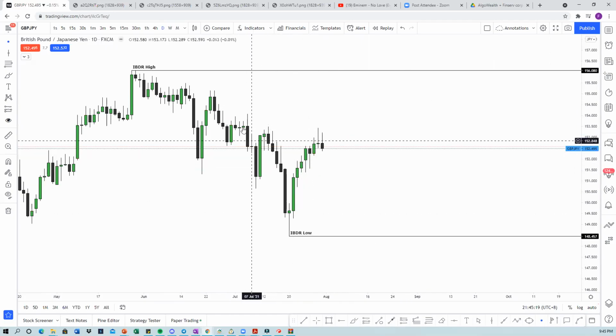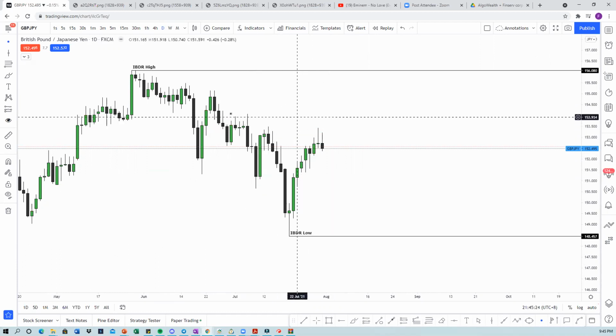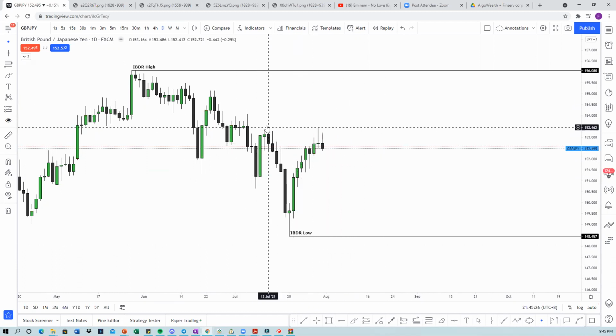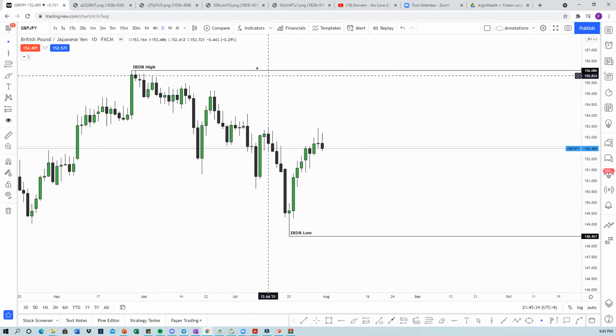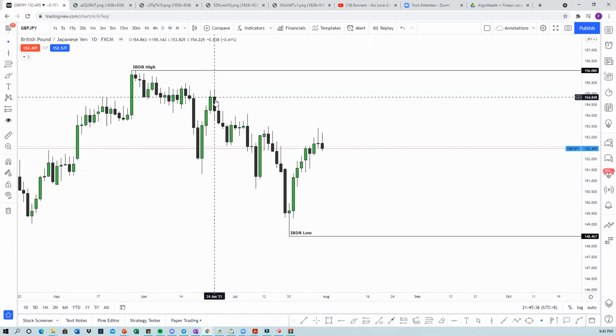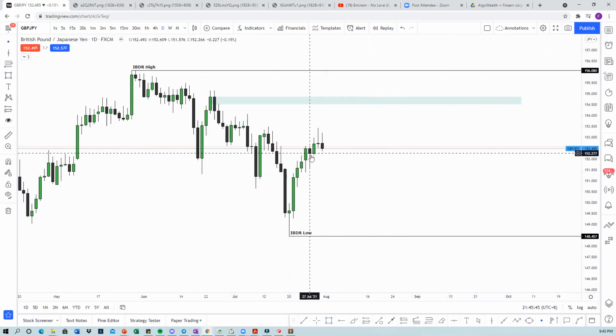This one, high, high. What's this? Relative equal highs. What's above? Order block. But more importantly, we have this order block. So we have this OB here, and we have this order block here, and it seems like price is reacting from it.